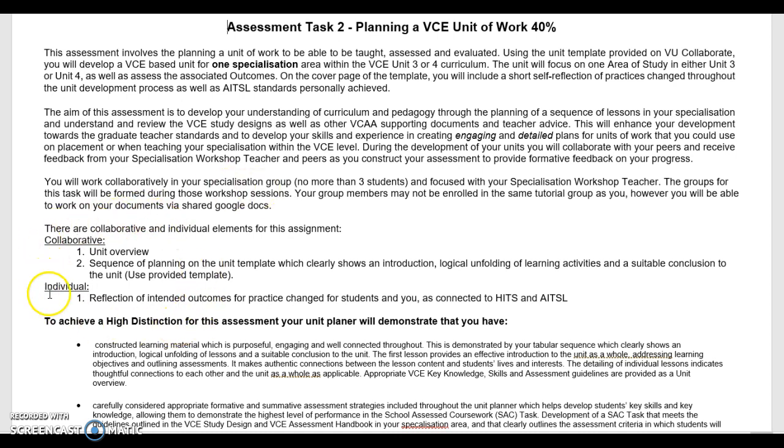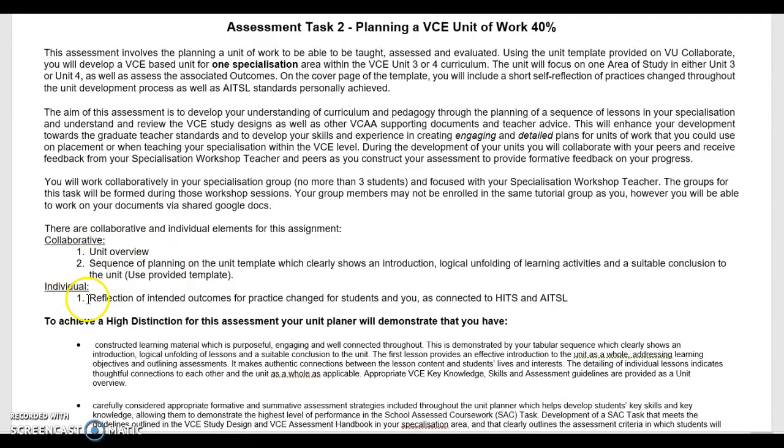So there's going to be collaborative and individual elements for this assignment. In terms of working together, you're going to do the unit overview. You're going to submit a cover page, which we've called the unit overview, to indicate your intentions in the unit. I'll show the template that we would like you to use in a moment. So the cover page, the actual unit is collaborative.